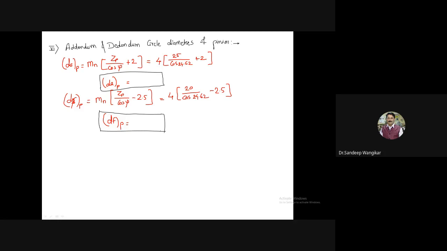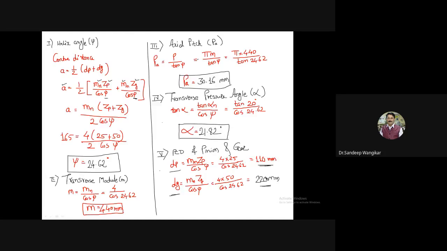So the values will be 118 and 100, 118 and 100. Okay, so I will say here dA is equal to 118 millimeter and dF is equal to 100 millimeter. So this is some different example that we have discussed in this case.